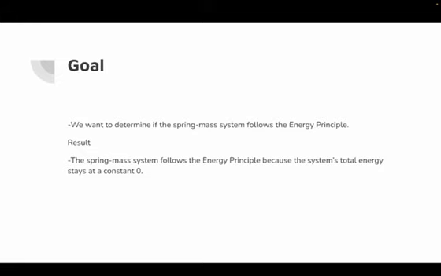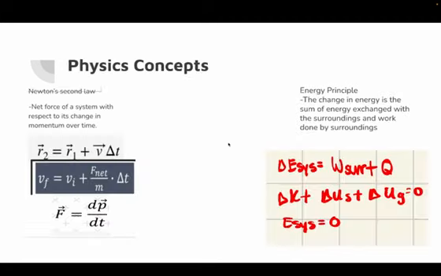And to spoil a little bit of the result, the spring mass system follows the energy principle because the system's total energy stays at a constant 0. And to go over some physics concepts, the net force of a system with respect to its change in momentum over time is Newton's second law. We always include Newton's second law in our experiment because it's very important. From the Newton's second law formula, we can derive the position update formula and velocity update formula, which is useful in many conditions.